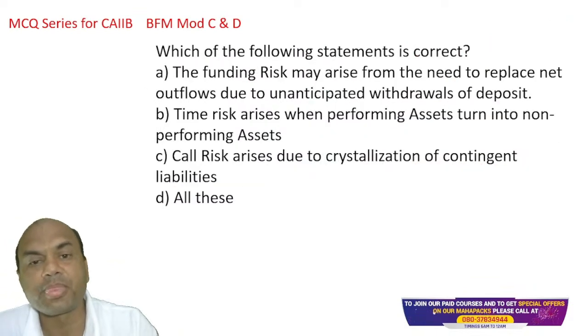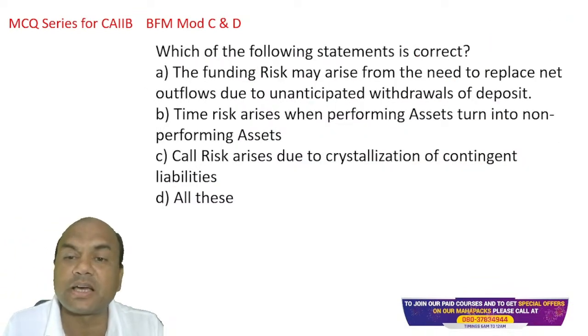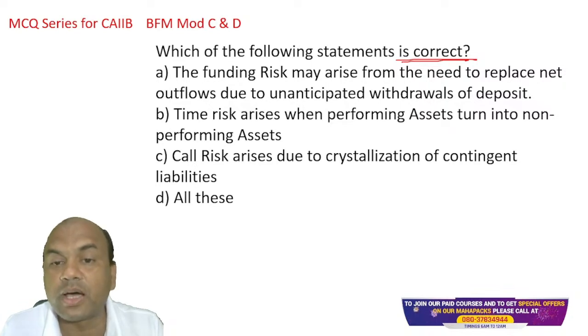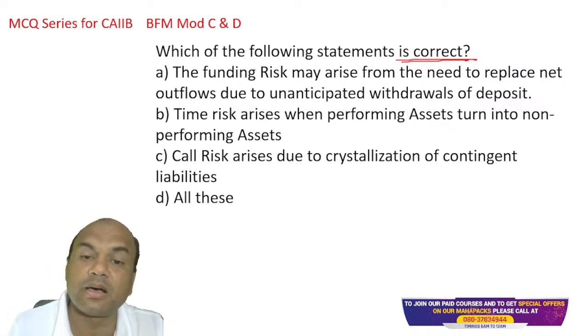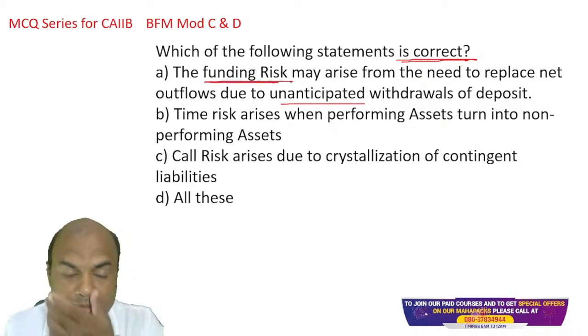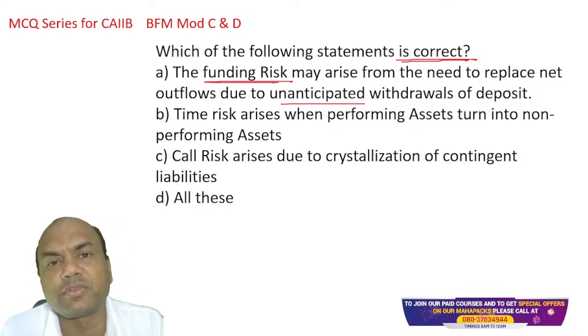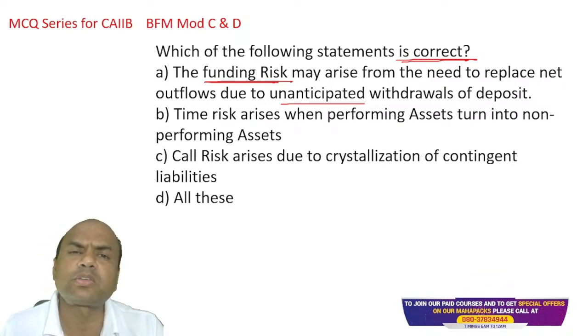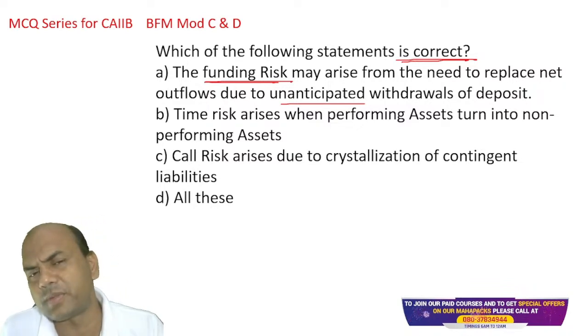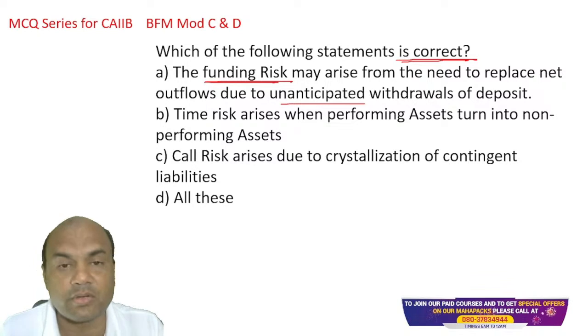Okay. Which of the following statements is correct? Always check the question. What do they want? Correct or not correct? The funding risk may arise from the need to replace the net outflows due to unanticipated withdrawals of deposit. Funding risk means I may not have the regular funds which are required for my regular payments. Why? Because of unanticipated withdrawals. All the customers of the branch come for withdrawal of money. All of them. So that is unanticipated withdrawal.